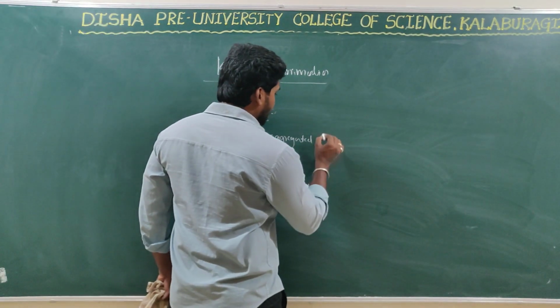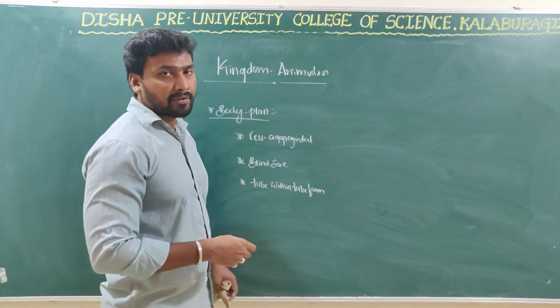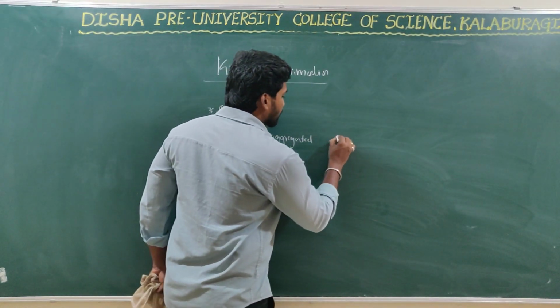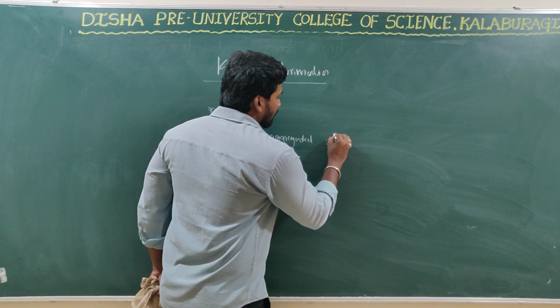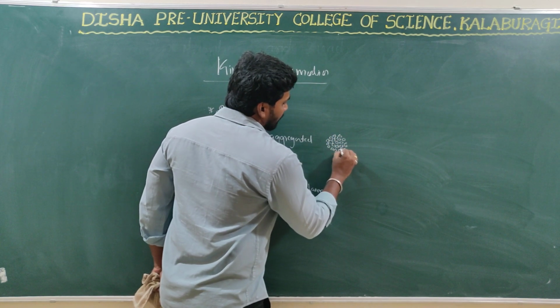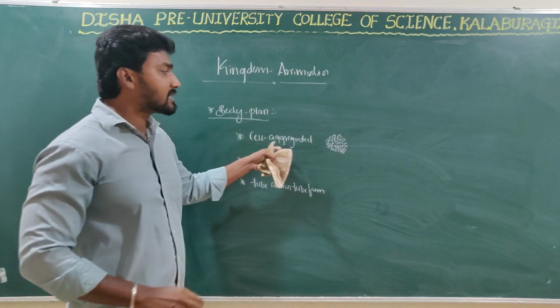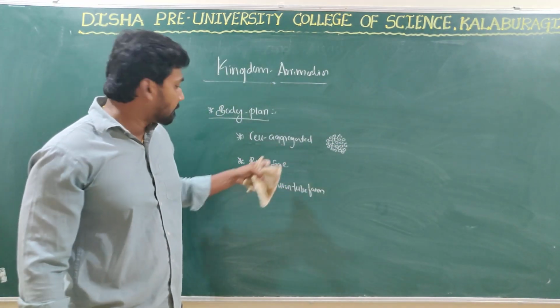Cell aggregated form: here, animals whose body is formed by different types of cells aggregated together. Aggregated means collaborated to form the animal body. That is said to be a cell aggregated form of organization.